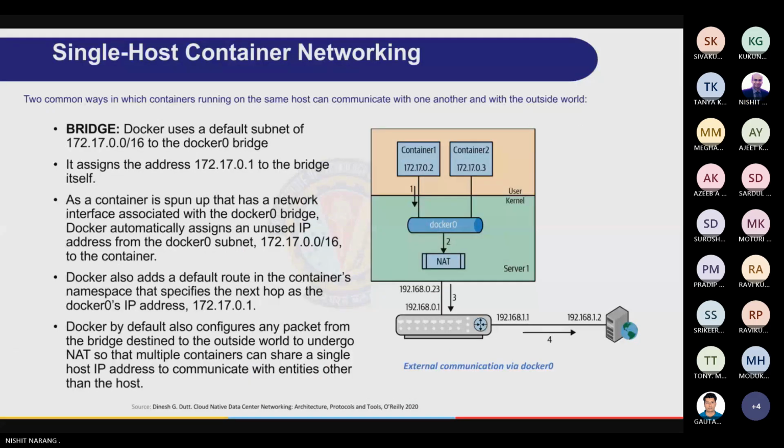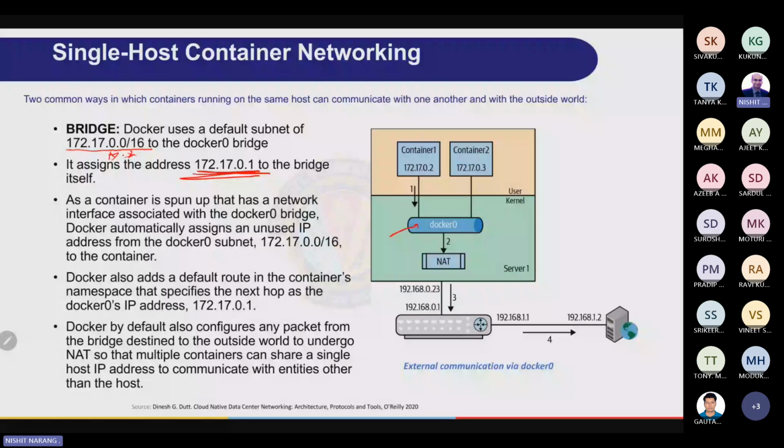Docker 0 in the bridge mode uses a default subnet. This default subnet is 172.17.0.0/16. In a way, I'm saying this is 172.17.star.star. Any IP address from the 172.17 subnet can be used. So that's the default subnet that Docker uses in the bridge mode. Docker 0 assigns itself the address 172.17.0.1. That's the IP address of this Docker 0.